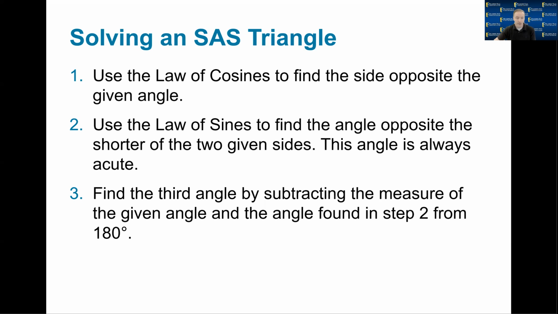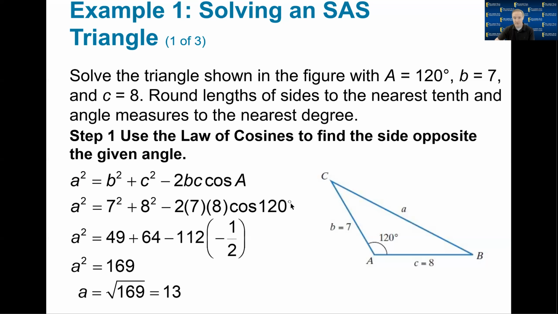So at that point, we can use the law of sines to find the angle opposite the shorter of the two given sides. And please notice, you always want to find the shorter angle after you find the last side. And then at that point, it's easy to find the third angle by just subtracting the two angles you know from 180 degrees. Let's look at an example of that.